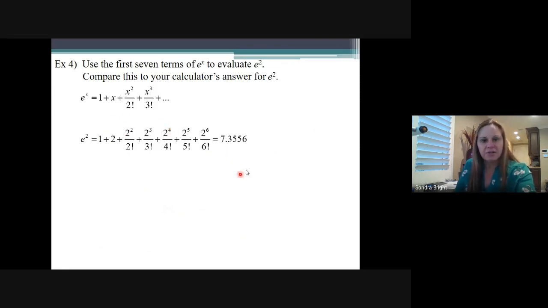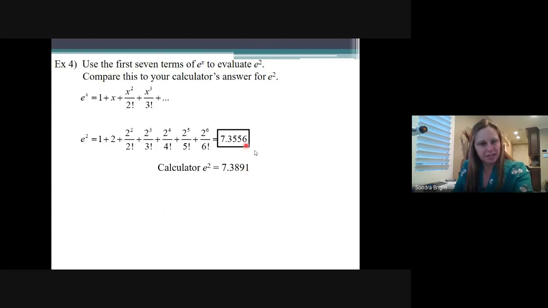Put that in your calculator and you will end up with 7.3556. Pretty good, huh? Now, if you were to actually put e squared in your calculator, so not all of these guys, you're going to get a different value. You're going to get 7.3891 if I'm rounding to 4 decimal places.